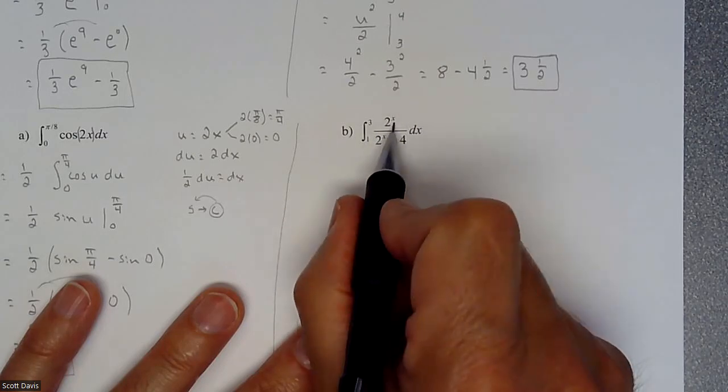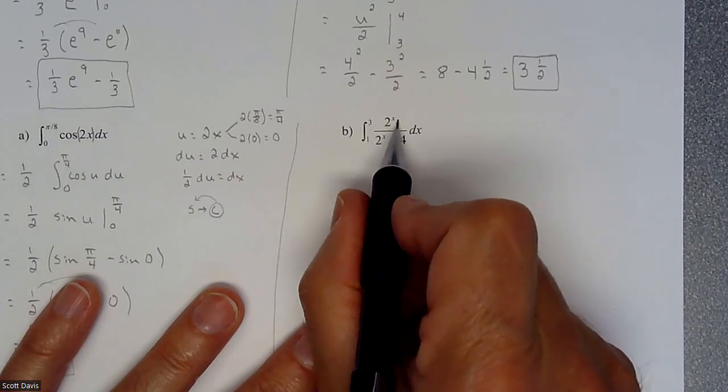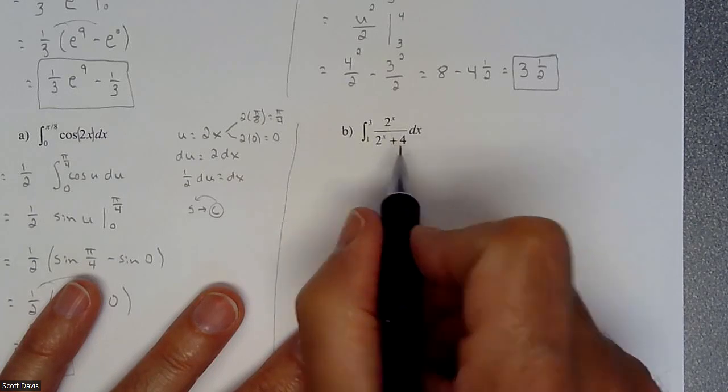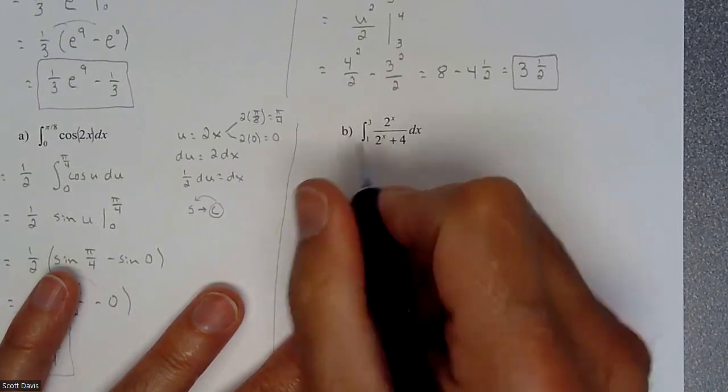But I go the other direction. If I take the derivative of 2 to the x, I don't get this, because where's that plus 4 come in? So that screams that the denominator is going to be my u.